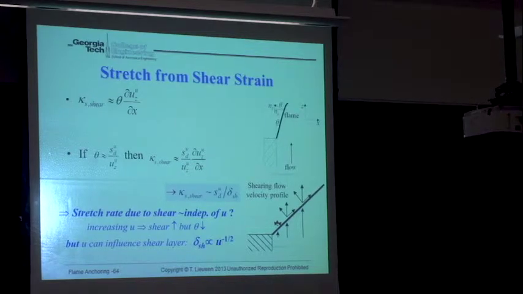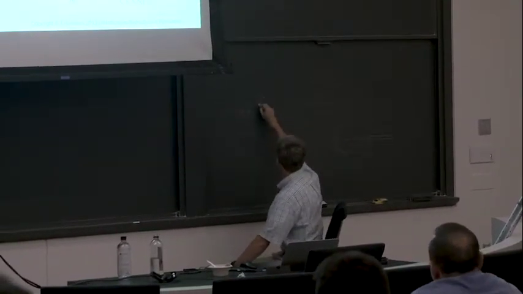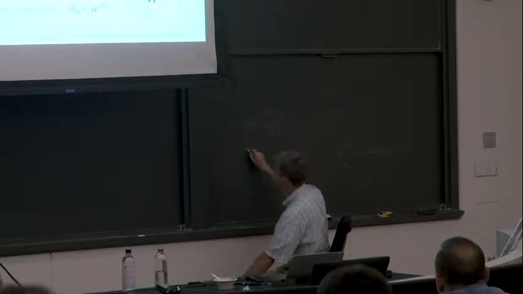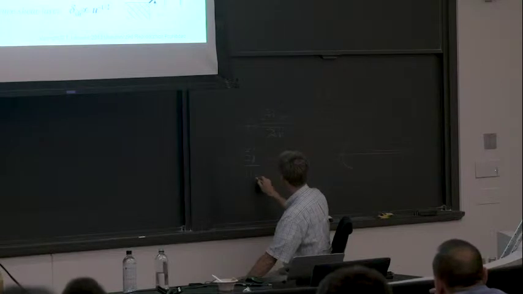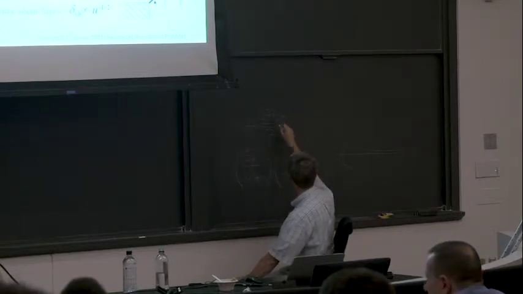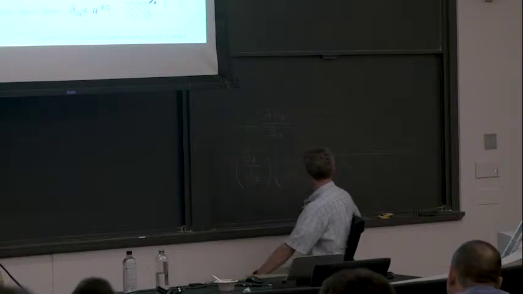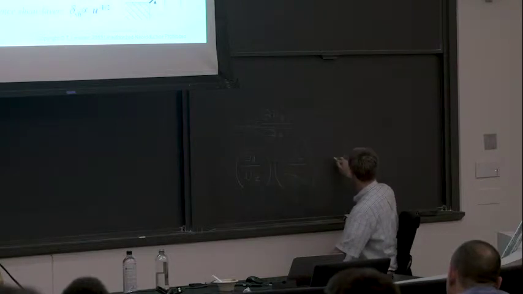So in fact, I skipped a step. So in these notes, let me just fill in that step. So if we say it's theta times duz by dx, if theta scales as, what did I say? Flame speed, sd divided by uz. Shear layer, presumably that's going to scale as uz divided by shear layer thickness. I'll just call that delta shear. What you end up with is sd divided by delta shear, right?